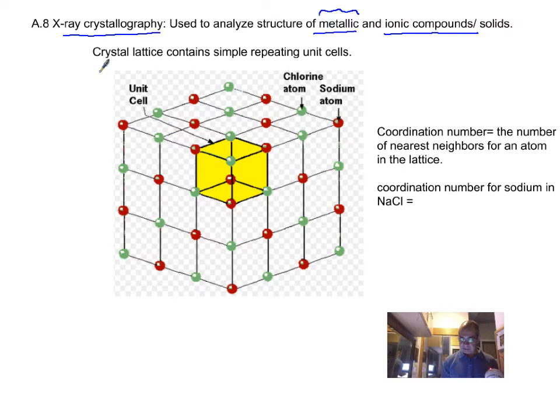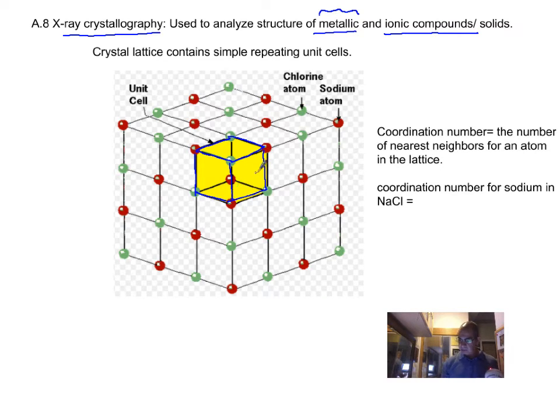What any crystal lattice, whether ionic or metallic, contains is repeating unit cells. Those are the smallest repeating units. In this case, they are cubes. Actually, all we study are cubes. So these cubes are being repeated, and they are known as unit cells. So we have these cubes involved.